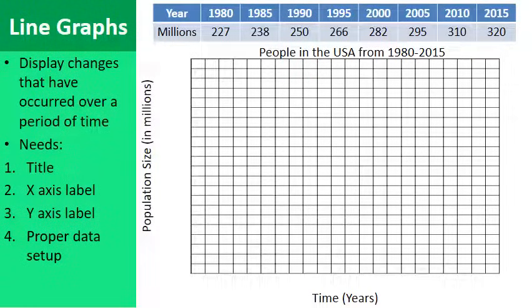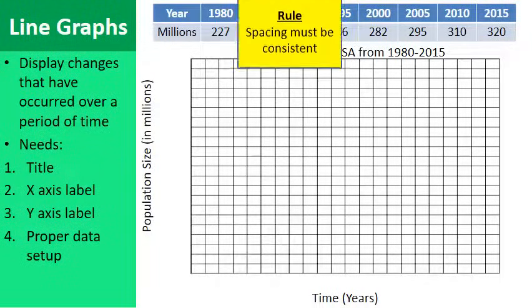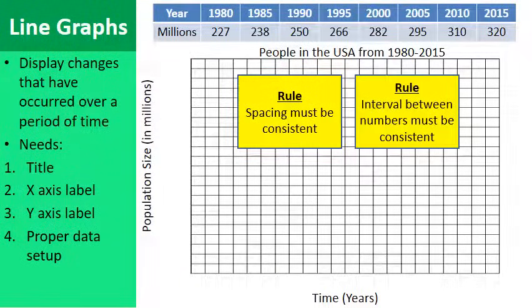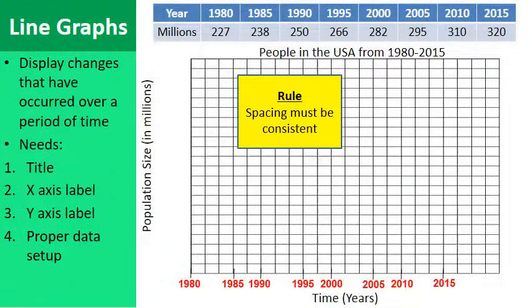Well, now we have to focus on properly setting up the data. Couple rules. Number one, keep your spacing consistent, and the intervals between numbers must be consistent. So, for instance, can I do this? Well, I hope you see which rule we just violated. We violated the spacing must be consistent. Notice how there are 3 gaps between 1980 and 1985, and then down to 2 gaps, and then back to 3 gaps, and then 2 gaps, and then 3 gaps, and 2 gaps, and 3 gaps. This will end up distorting the shape of our line graph once we were to actually create it.